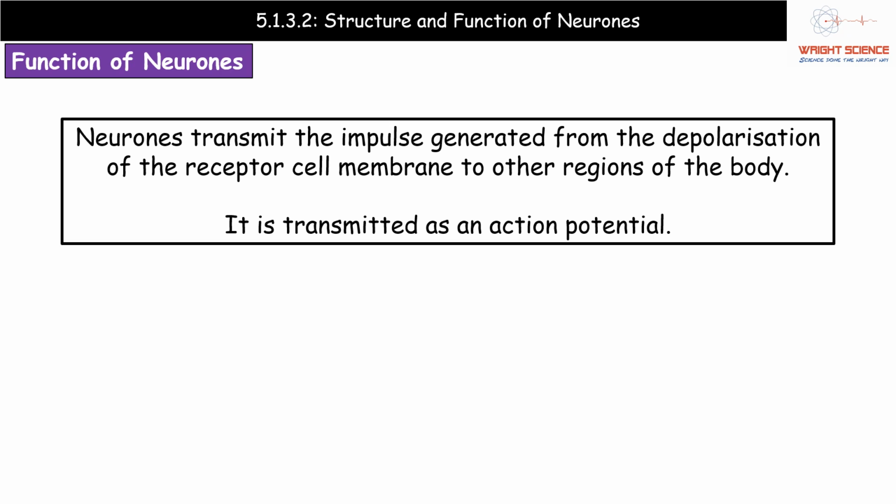One of the aspects on the specification we need to understand is not only about the structure of these neurons, but also their particular functions. Now, the general function of a neuron is to transmit the impulse that was generated from that depolarization of the receptor cell membrane that we looked at in the previous video to other regions of the body. And we mentioned this phrase action potential in our last video, and that's the method through which this is going to be transmitted.